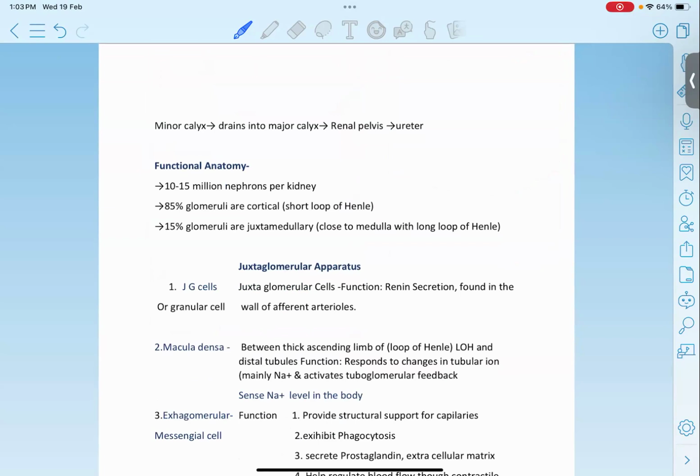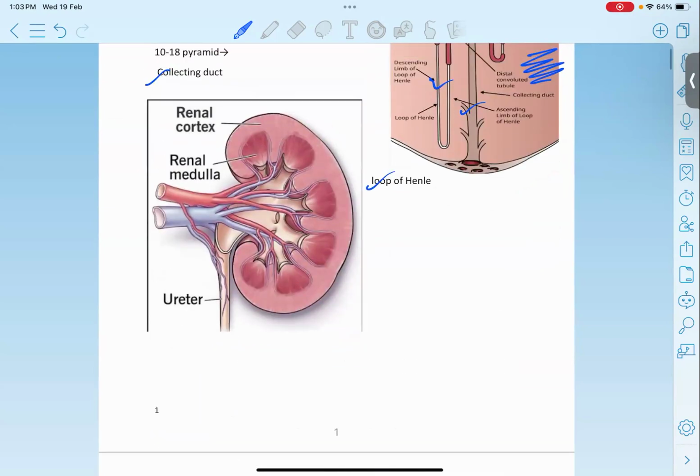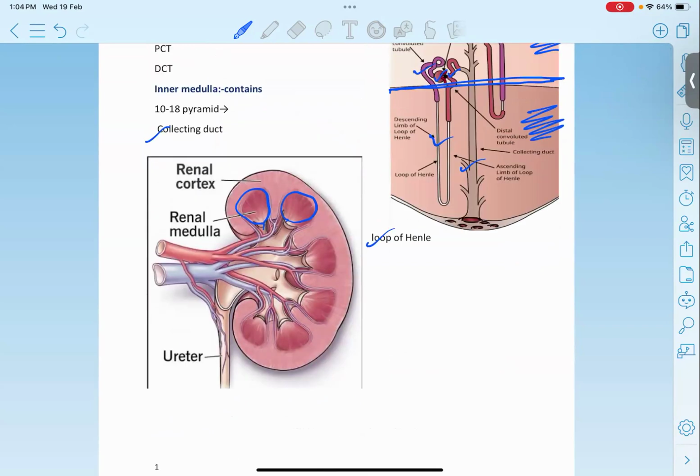Next, we will move on. Here you can see that inside the cortex, the medulla is formed by some pyramid-like structures, and these are called renal pyramids. There are 10 to 18 pyramids, and these pyramids contain the loop of Henle and collecting duct. And after the pyramid, what structures do we have? Macroscopically, this is the pyramid.